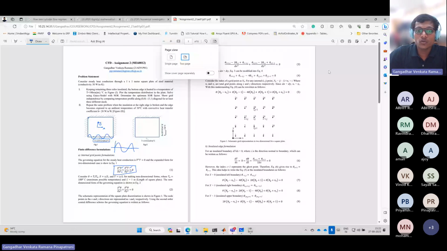Okay, so let's dig into the problem. As I said earlier, you have to discretize your domain. This time the domain is x and y, so you have to discretize in both the x and y directions.